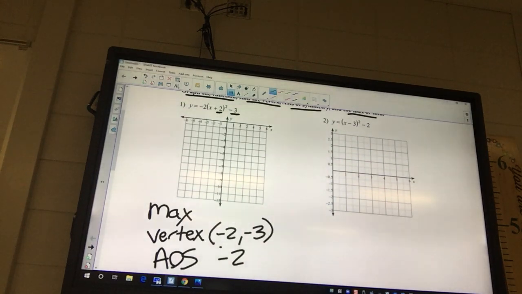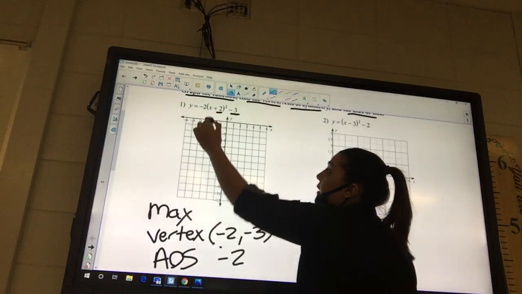Okay, and then our very last step is to just graph the function. Well, we already know where the vertex starts. It starts at (-2, -3).